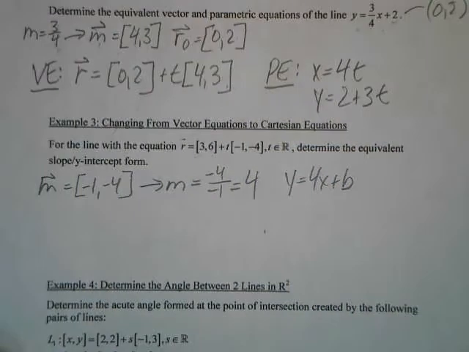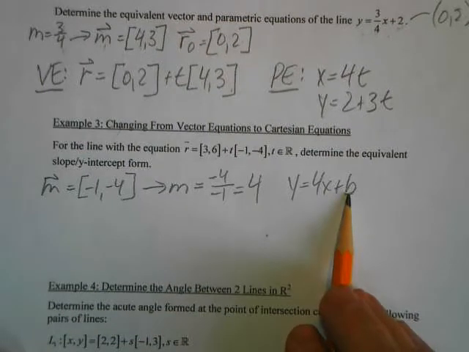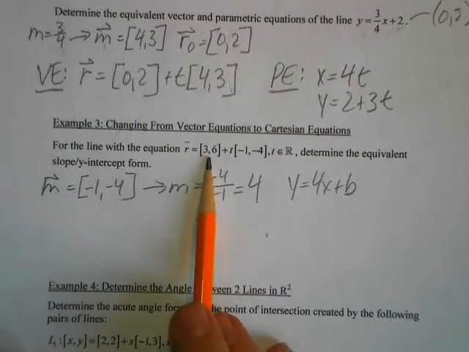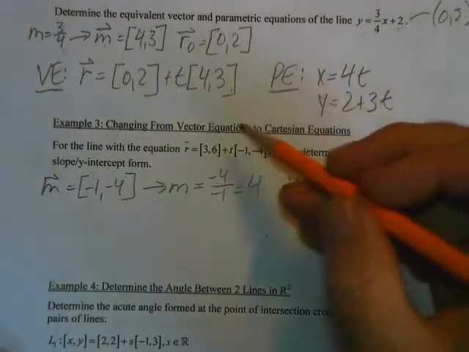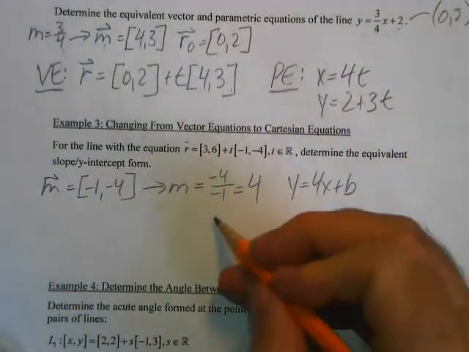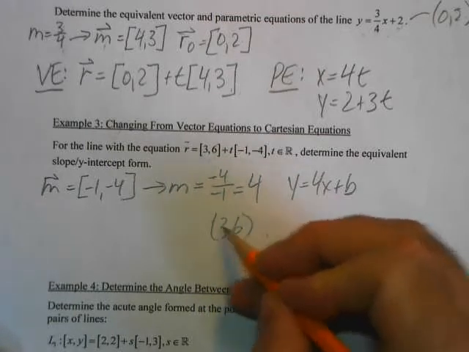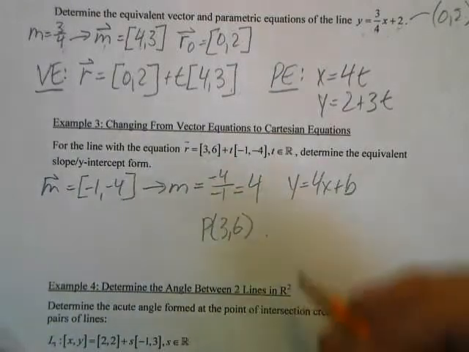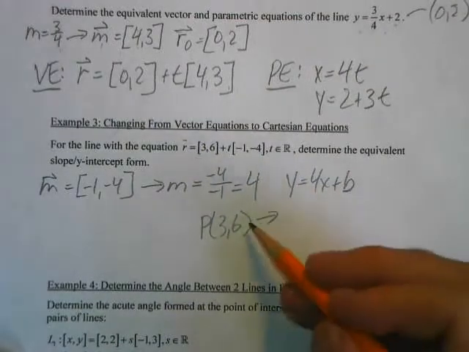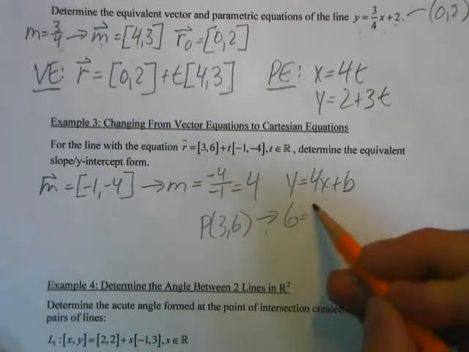Okay, what do we need to get b? We need a point that's on the line. Do we have a point that's on the line? Yes, we do, from the position vector. So we're going to use the point 3, 6. I'll just call it P for point, and we're going to plug it in here. So that means y is 6, x is 3.